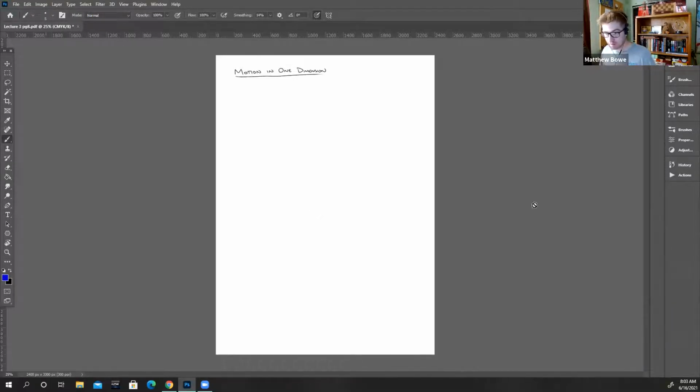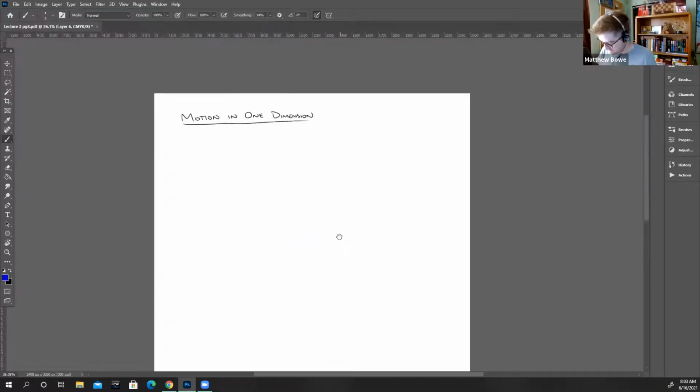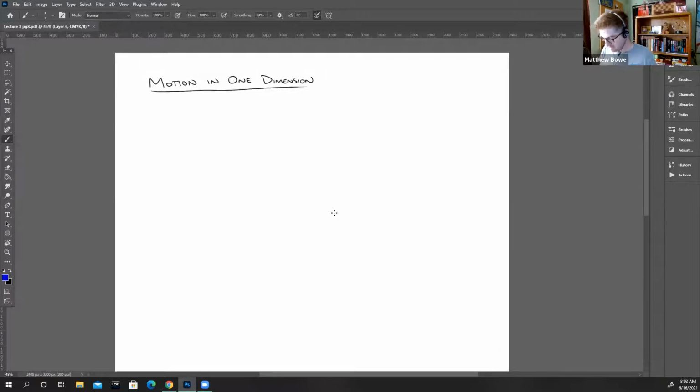So let me actually get this set up. Okay. So motion in one dimension, think of it just like a number line, things just moving left to right or up and down.